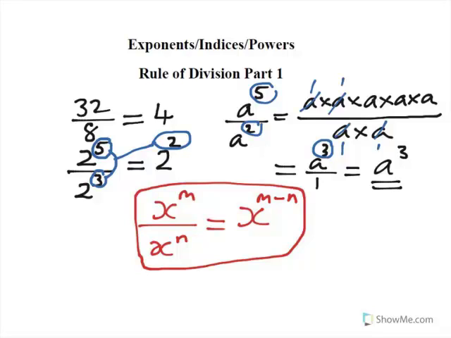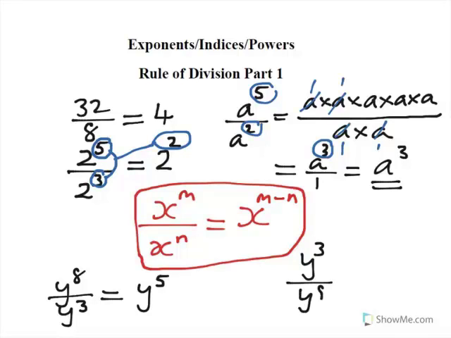Okay, so for example, y to the power of 8 divided by y to the power of 3. What do we expect the answer to be? Y to the power of 8 minus 3, which is 5. Let's write it the other way around, y cubed over y to the power of 8. What would the answer be? Well, it would be a negative answer. 3 minus 8 is negative 5. Okay?